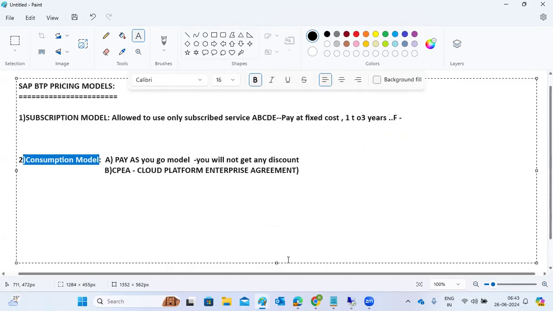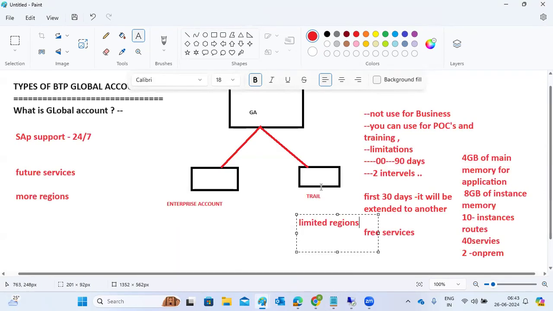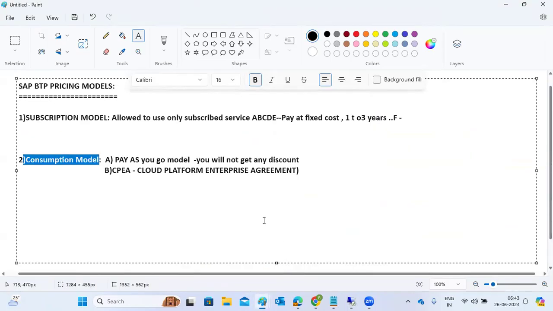This is the pricing model for the global enterprise account only. So today we discussed the types of global account. One is the trial account and the second is the enterprise account, and we discussed their limitations. We also discussed the licensing model, the pricing models for this enterprise account, subscription based model or consumption based model. These are the types, and here also we have some limitations. Okay, any questions, anyone?